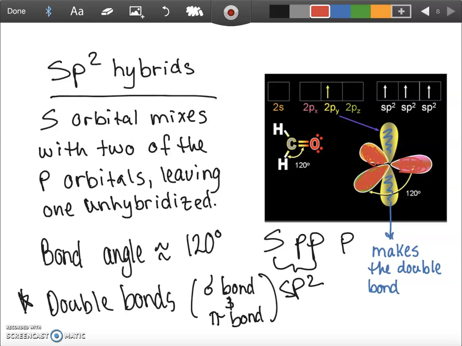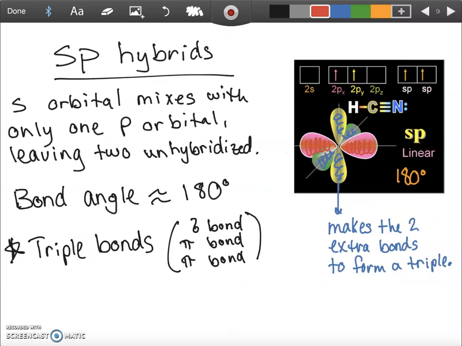The last type of hybridized orbital is the sp hybrid, where the s mixes with only one of the p's to get an sp hybrid, and then 2 of the p orbitals are left alone, okay? When this happens, you're usually going to get a 180 degree bond angle because sp hybrids form straight lines, okay? Like this molecule of hydrocyanic acid, HCN up here.